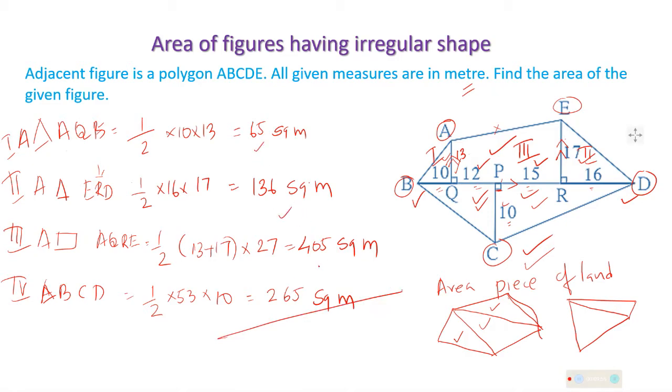So if we add all this, 65, 136, 405, 265, altogether we will be getting the area of the given figure, though it is neither a triangle nor a rectangle nor a trapezium. It's a combination of all. So this technique is very important, and it is mathematically true also, and very much applicable whenever we are having an irregular shape which can be converted into regular shapes by construction inside or within it.